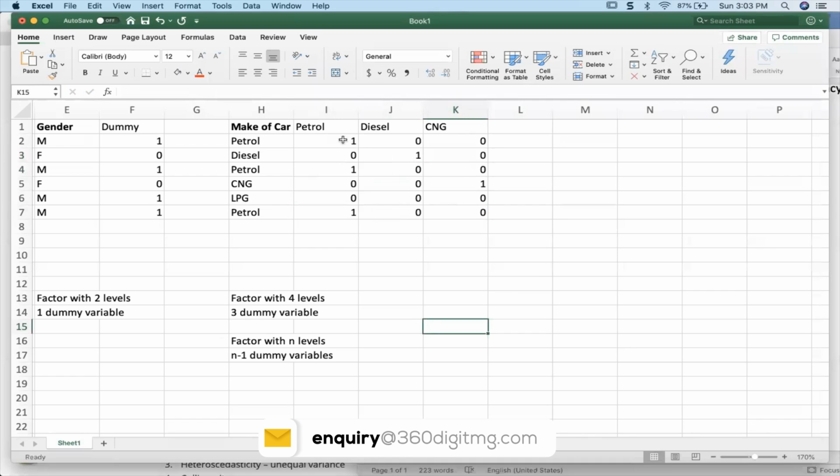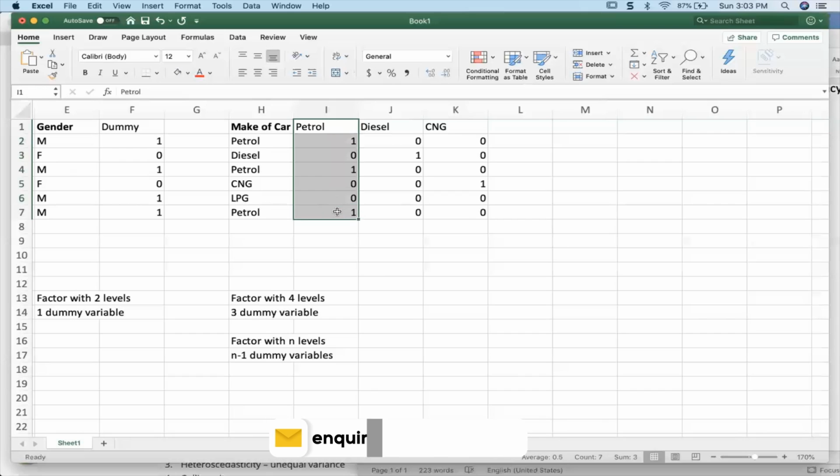Now, what is the range of this dummy variable? What is the range of the dummy variable going to be? What is the minimum value and what is the maximum value?